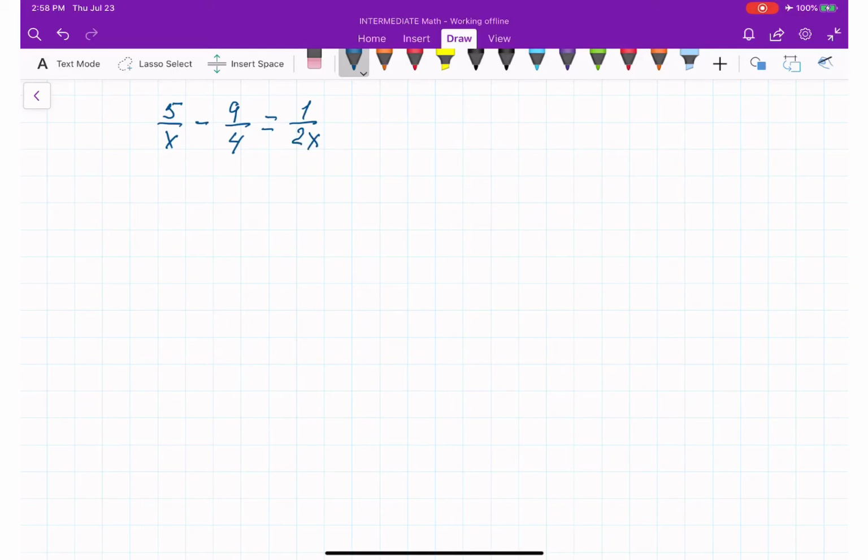Okay, let's solve this one. We have x, we have 4, and we have 2x.